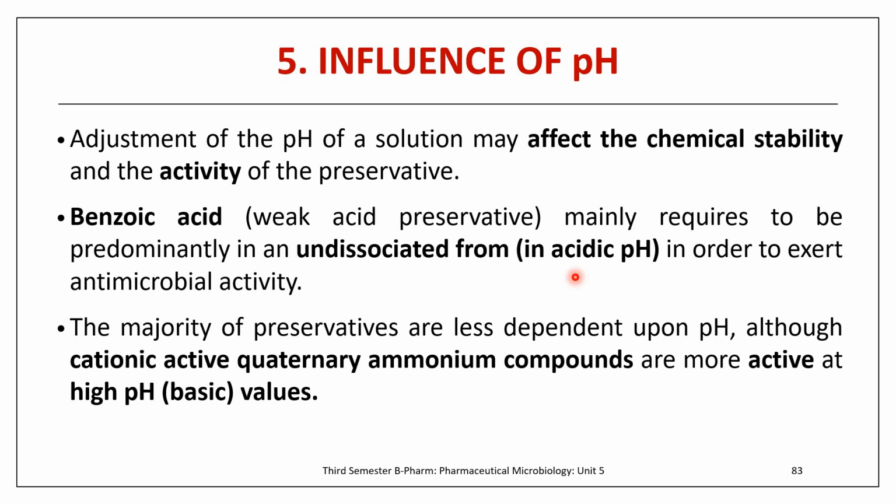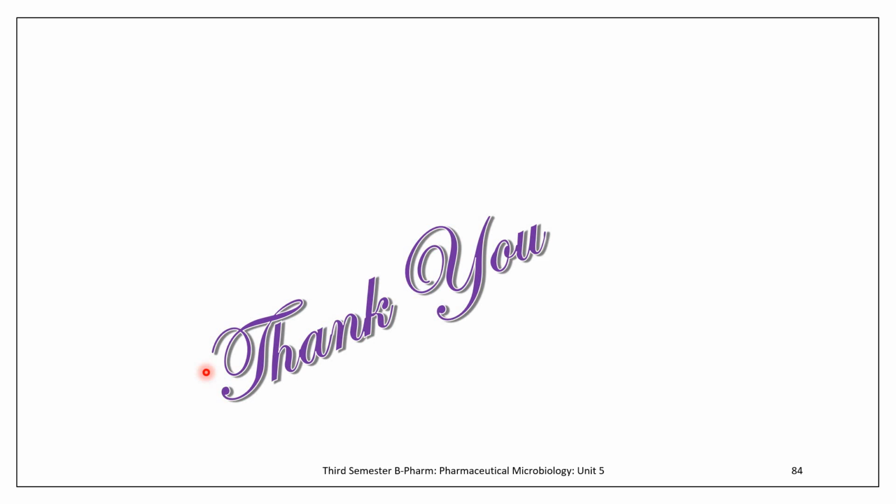So it will be in unionized form. Benzoic acid will be unionized and active only in acidic pH. And another example, cationic active quaternary ammonium compounds, are active only in basic pH. If the pH is opposite, its effect will be reduced. So that's all about the different factors which will affect the efficiency of the preservative.